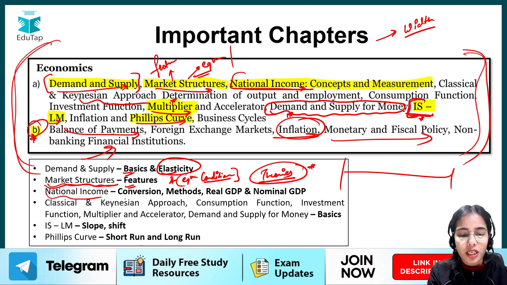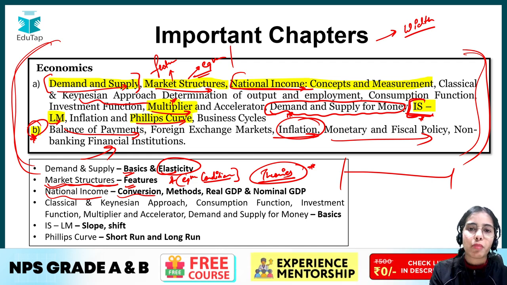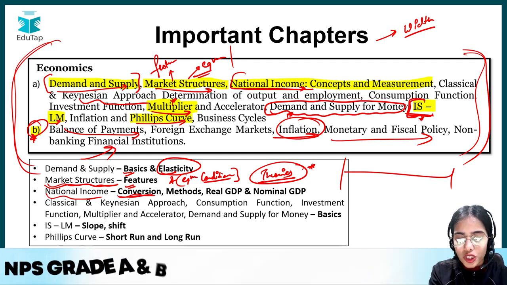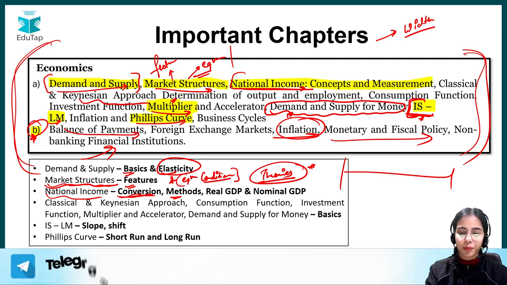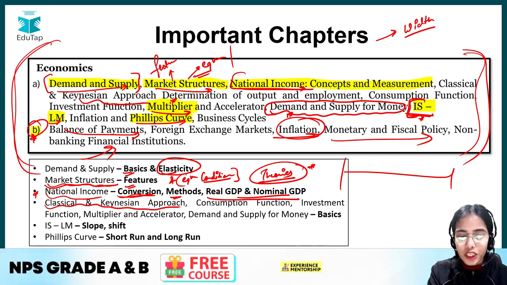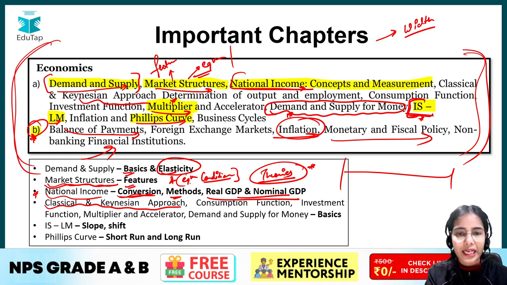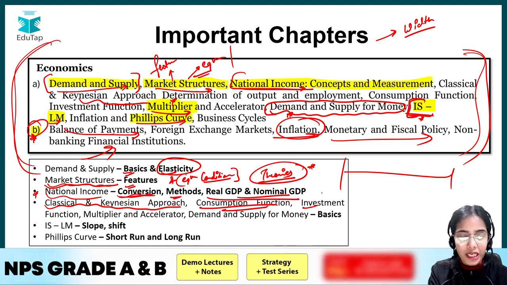Okay, national income, focus on conversion: gross to net, domestic to national, market price to factor cost. So conversion is important. Three methods of calculating national income: income method, value added method, expenditure method. Real GDP, nominal GDP, GDP deflator. So such concepts you have to cover in national income. Classical and Keynesian theory, just have the basic idea. Consumption function, have the basic idea. Investment function, just the basic idea.